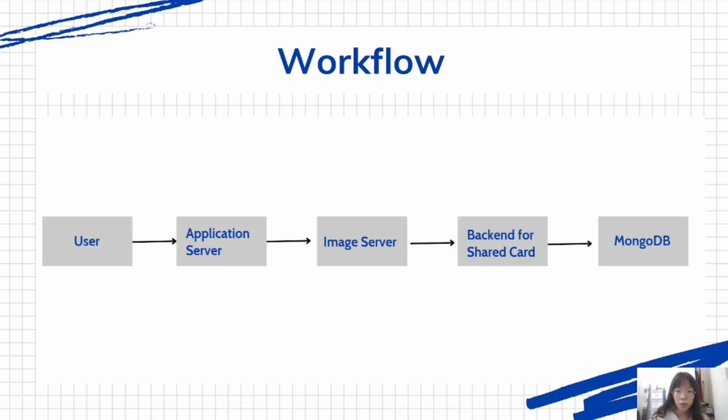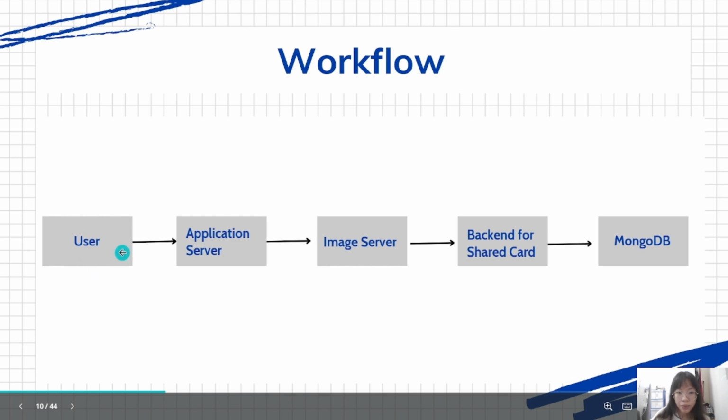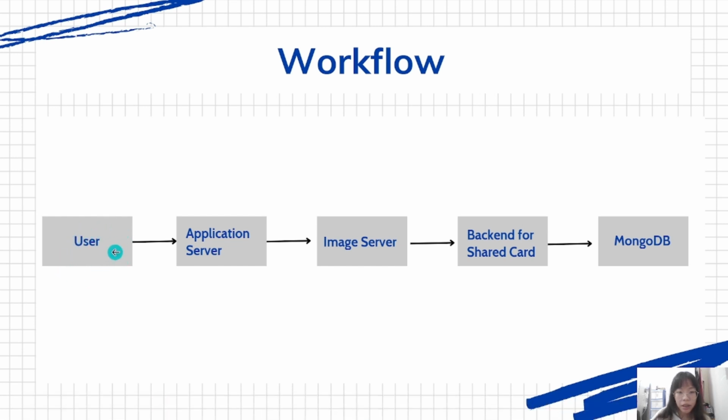Now here is the workflow of the system. At first, the user accesses the system via a web browser and sends HTTP requests to the application server to register for an account or retrieve data. The application server receives the request from the user, checks access rights, and requests MongoDB to fetch the required data. If the request is related to images, it forwards the request to the image server.